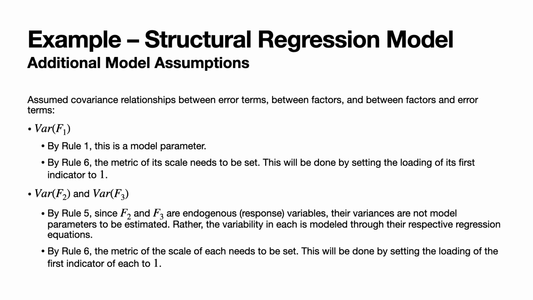Regarding the variances of factor 2 and factor 3, by Rule 5, since F2 and F3 are endogenous or response variables, their variances are not model parameters to be estimated. Rather, the variability in each is modeled through their respective regression equations. By Rule 6, the metrics of the scale of each needs to be set, and this will be accomplished by setting the loading of the first indicator of each of these two latent constructs equal to 1.